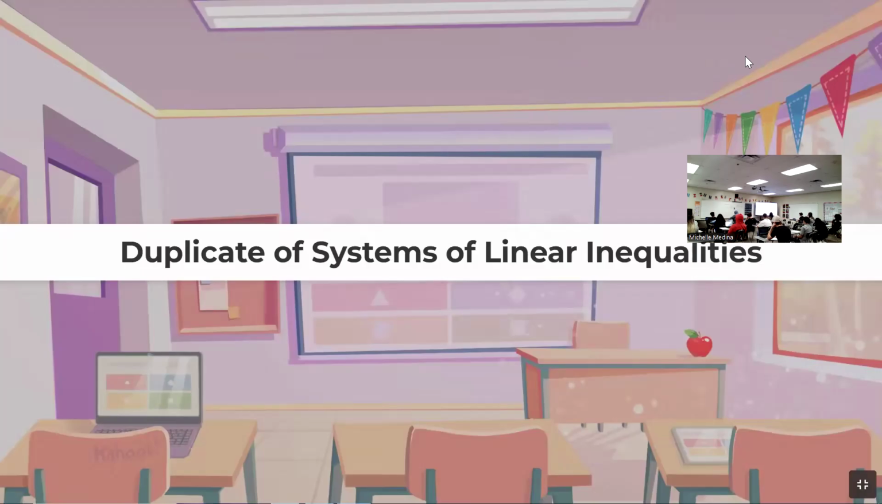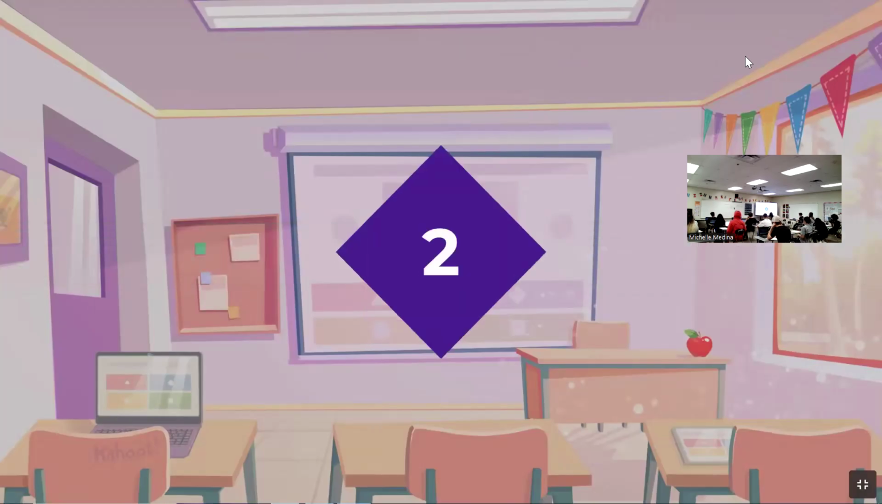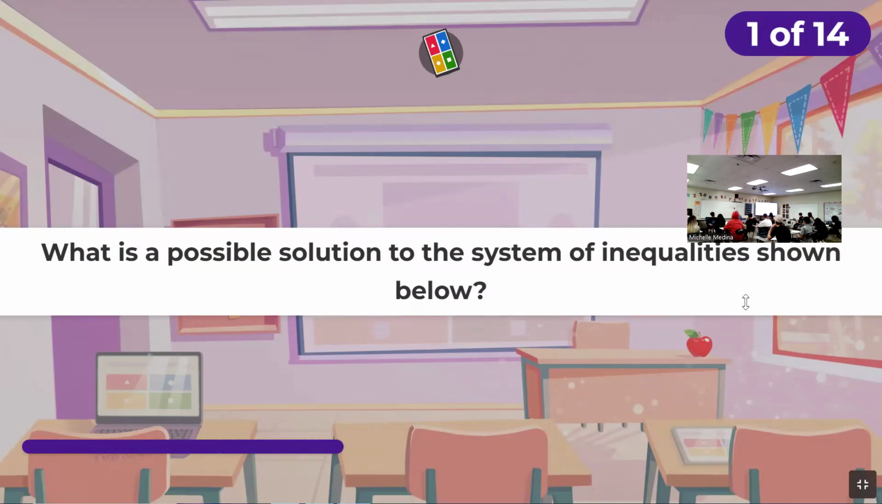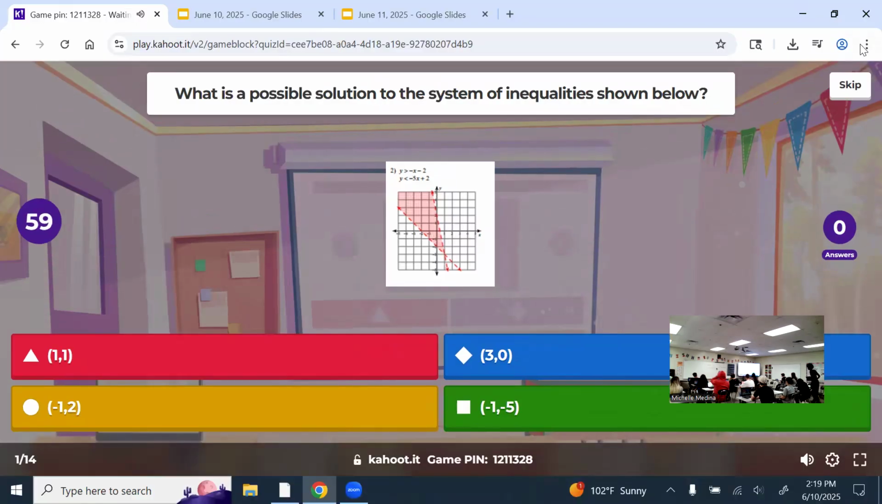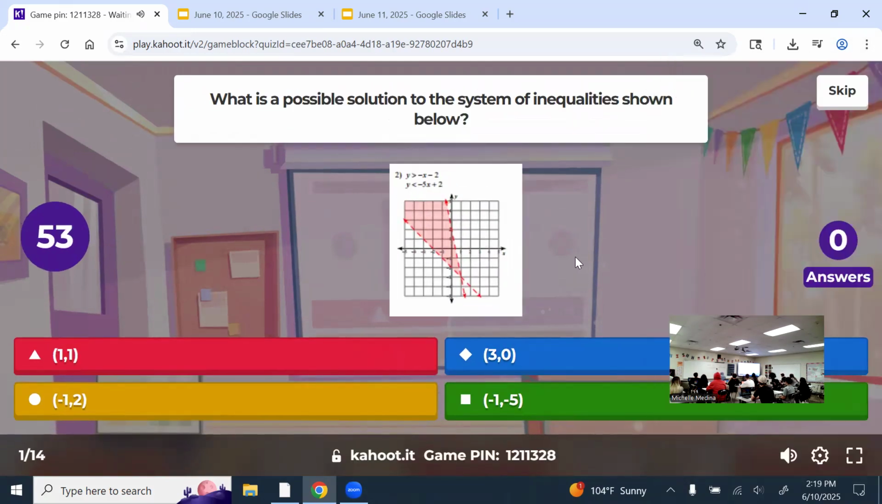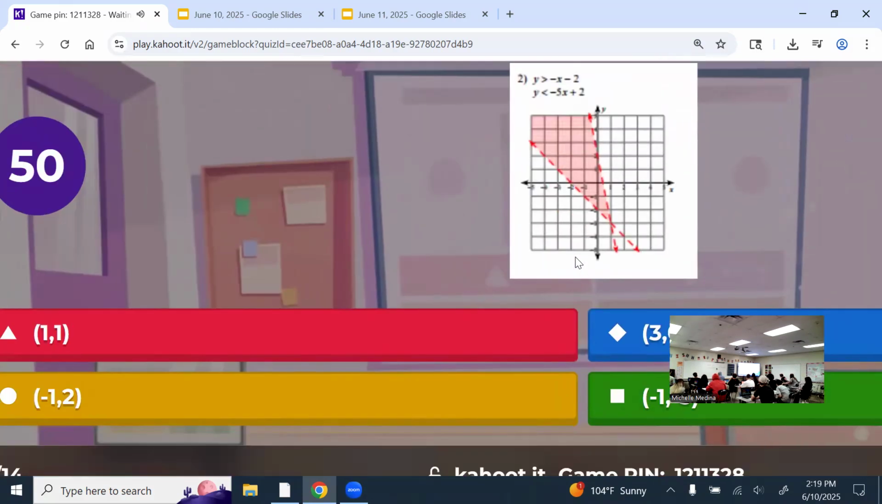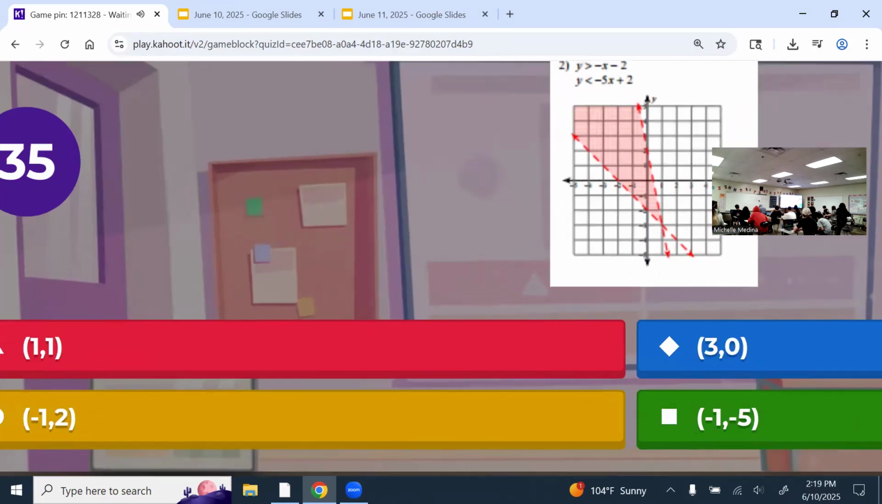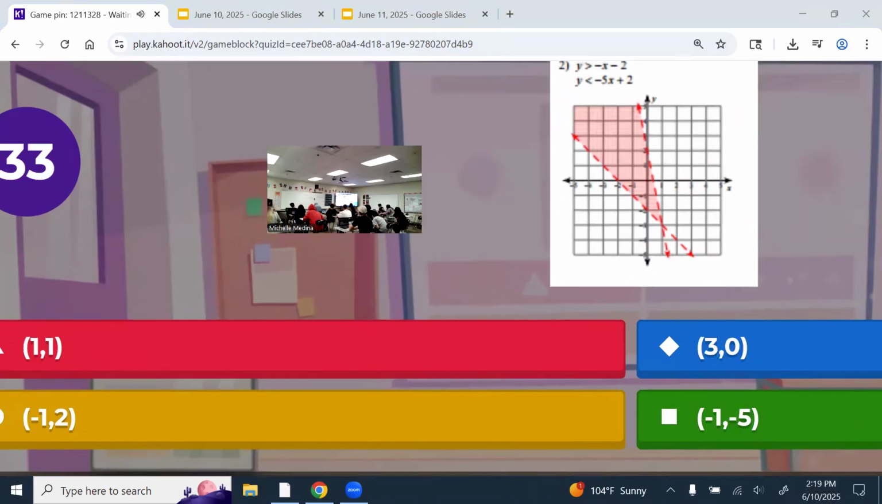So once you find the answer, start jotting down some notes. Okay, what is a possible solution to the system of inequalities shown? I'm going to try to make it as big as possible, but it'll still be pretty small. I'm not going to lie to you. So what is a possible solution to this system? What is a possible solution to this system of inequalities?